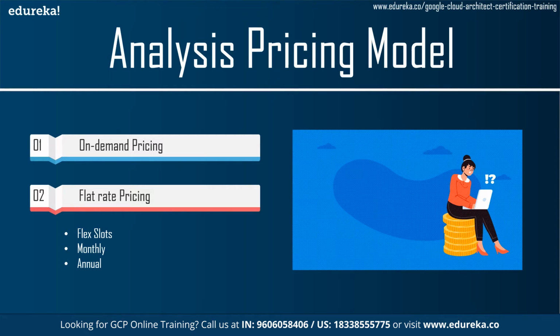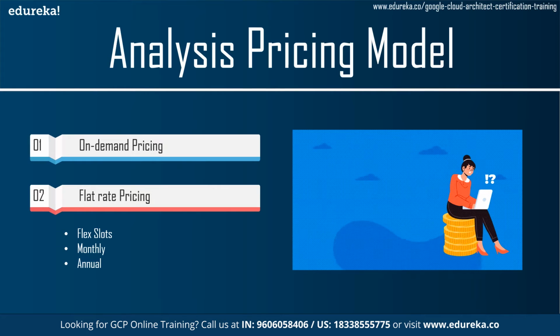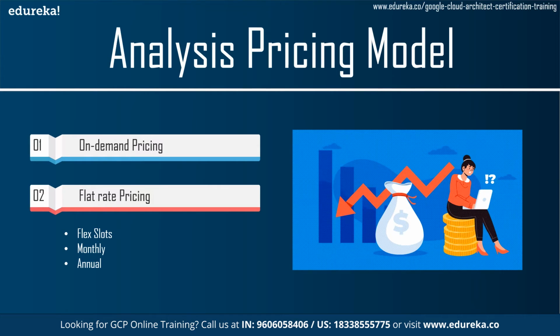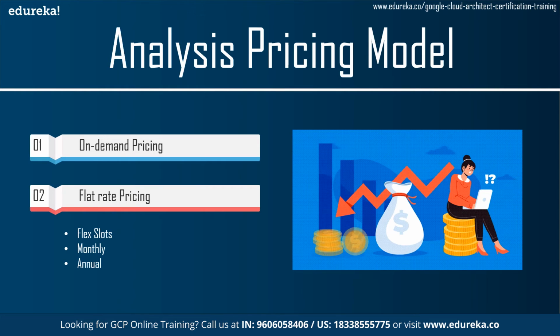Second is flat-rate pricing. With this pricing model, you can purchase slots, which are virtual CPUs. When you buy slots, you are buying dedicated processing capacity that you can use to run queries. Slots are available in the following commitment plans: Flex slots, where you can commit to an initial 60 seconds. Second is the monthly plan, where you commit to an initial 30 days. Then there's an annual plan, where you can commit to 365 days. With monthly and annual plans, you receive a lower price in exchange for a longer-term capacity commitment.